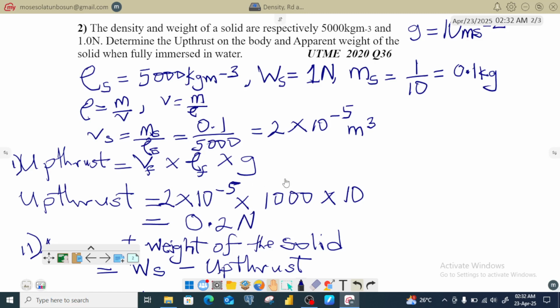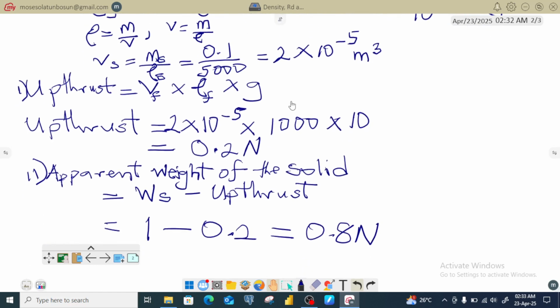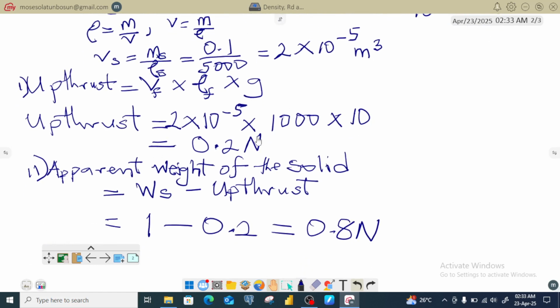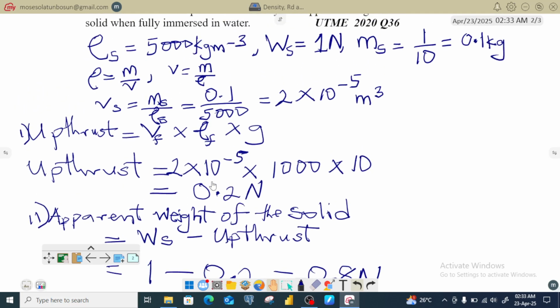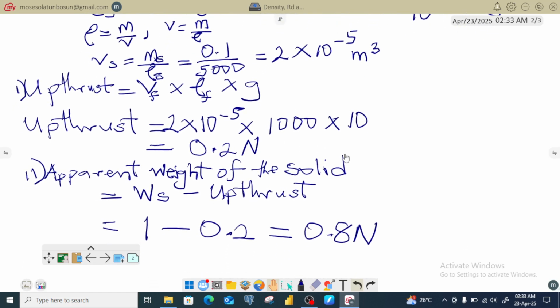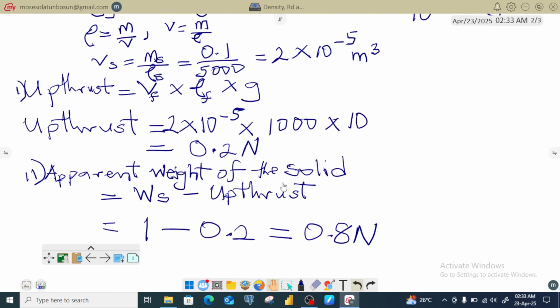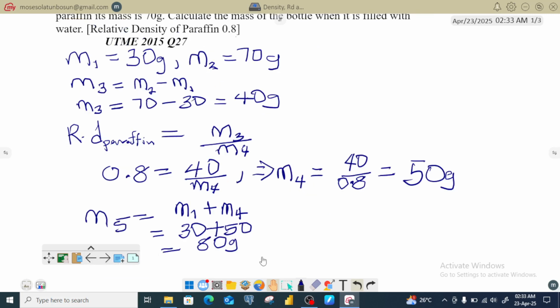And the apparent weight of the solid, we calculated that by subtracting our upthrust from the original weight of the body, and we have 0.8 Newton. Another thing you need to note here is that sometimes when they want you to calculate the upthrust, they may call it apparent loss in weight in the fluid. That's another name they may give to upthrust.